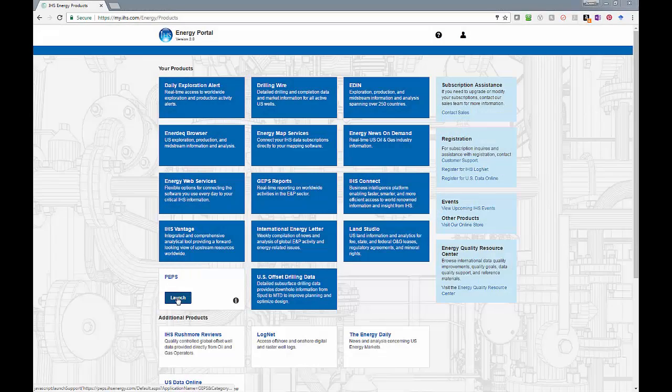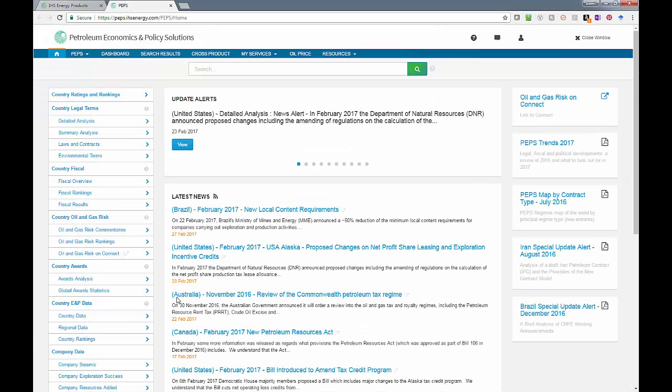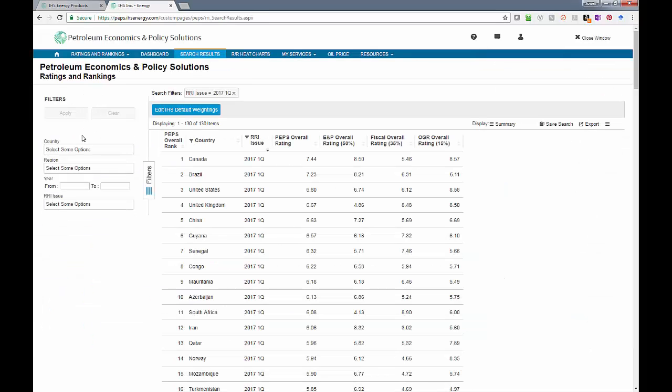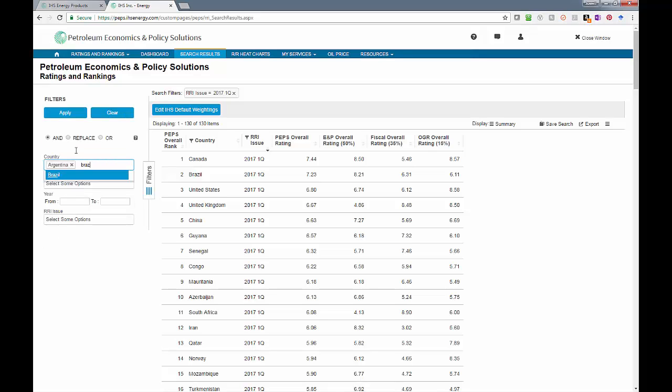A company is considering new E&P opportunities globally and wants to evaluate the upcoming bid round in Brazil. The team first looks to the PEPS ratings for an overall picture of Brazil versus other countries globally. We can see that it ranks very high due to attractive scoring and past E&P success, fiscal terms, and above ground risk.